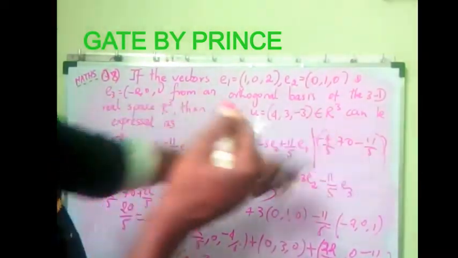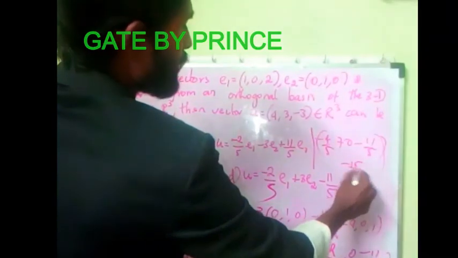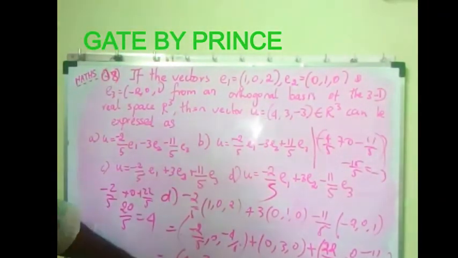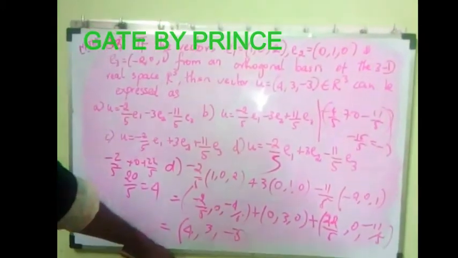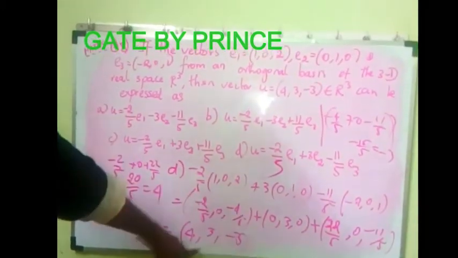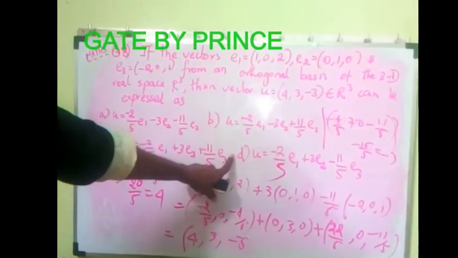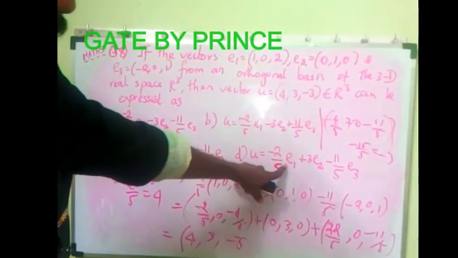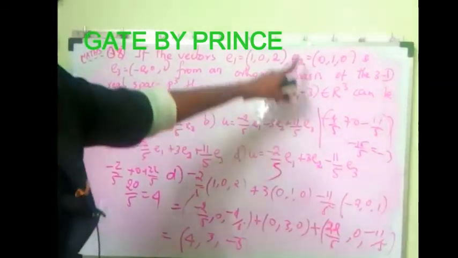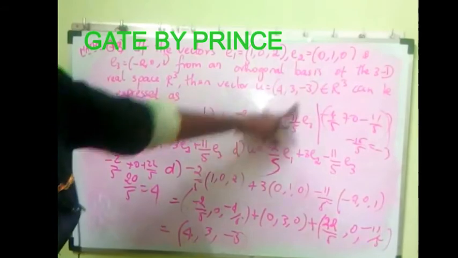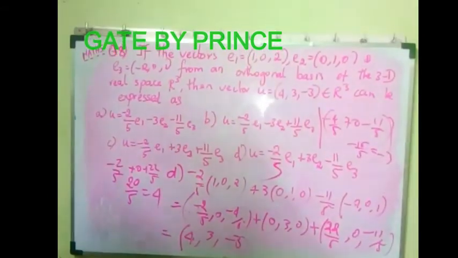Minus 4, minus 11, minus 15. Is it right? So minus 15 by 5 is equal to minus 3. So I can write minus 3 here. So this 4, 3, minus 3 is the final result. So we took option number D and we solved it. We applied the values of E1, E2 and E3, and we finally got 4, 3, minus 3. And so option D is right.